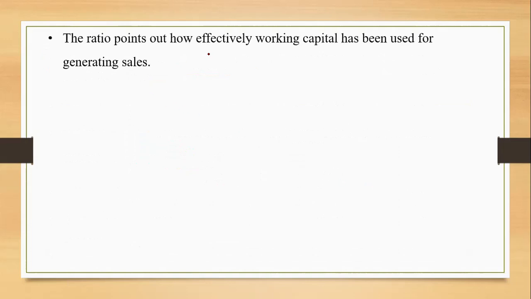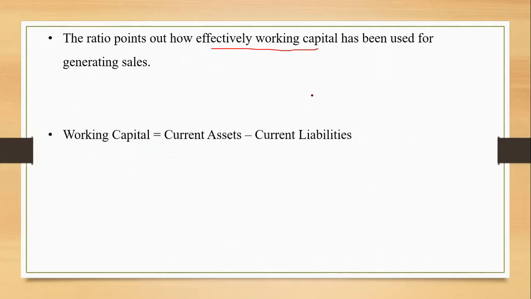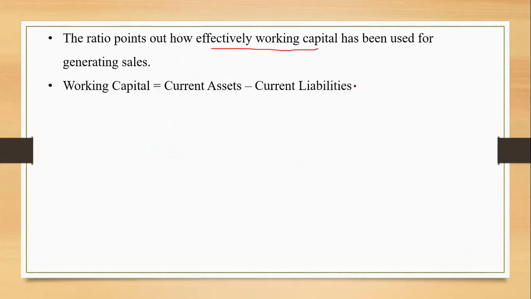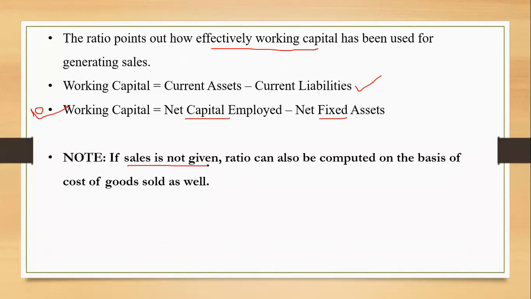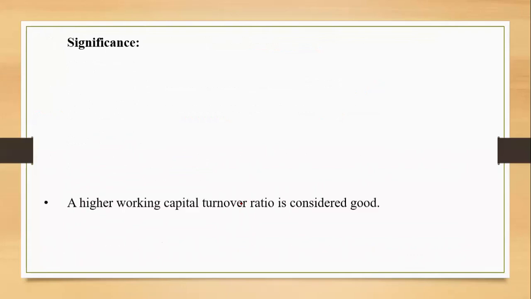The ratio points out how effectively the working capital has been used for generating sales. Working capital, the formula is very simple, that is current assets minus current liabilities. Working capital, another formula, okay, so this is net capital employed minus net fixed assets. If sales is not given, in that case it can be calculated on the basis of cost of goods sold as well, okay.